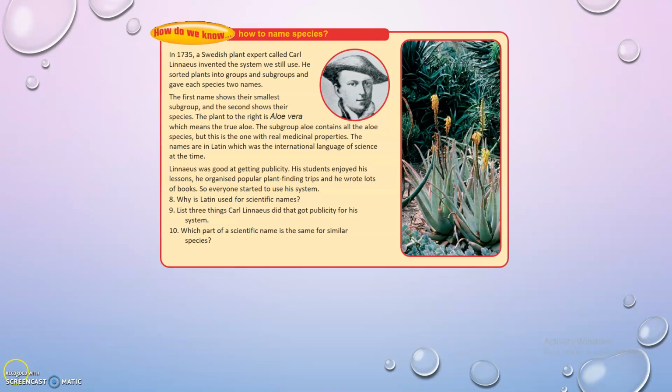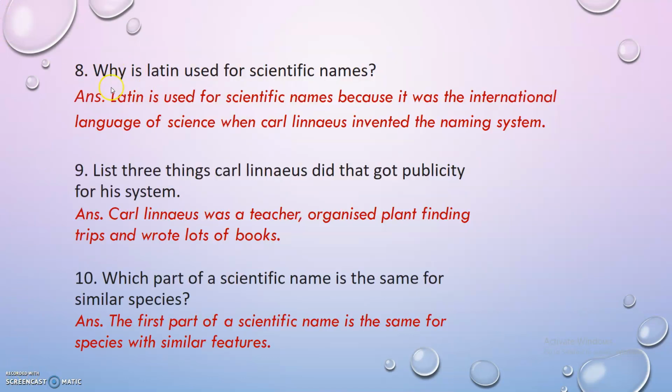So now we will read some questions related to that. Question number 8. Why is Latin used for scientific names? Just discussed now. Latin is used for scientific names because it was the international language of science when Carl Linnaeus invented the naming system. Question number 9. List 3 things Carl Linnaeus did that got publicity for his system. Carl Linnaeus was a teacher, that is one thing. He organized plant finding trips, so he made so many trips. Then the third thing is he wrote lots of books. So these 3 things made him famous.